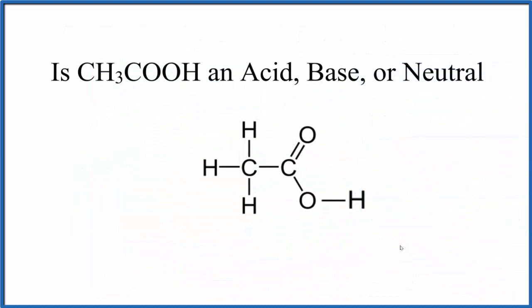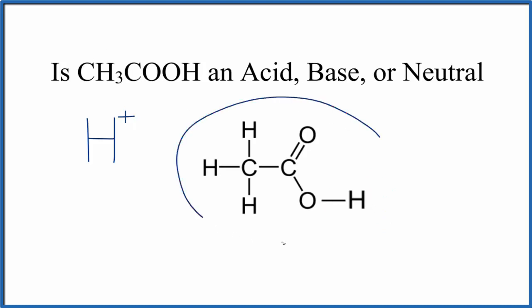So here's the structure for CH3COOH, acetic acid. One definition of acids says that they produce hydrogen ions, H+. And with this acetic acid, the H that's going to come off is this one right here. But because this is a weak acid, most of the molecules of acetic acid stay together. They don't dissociate or break apart into their ions. A small amount do though.